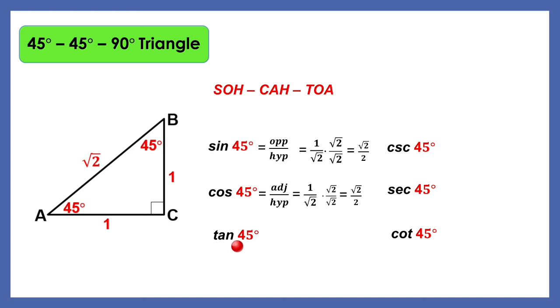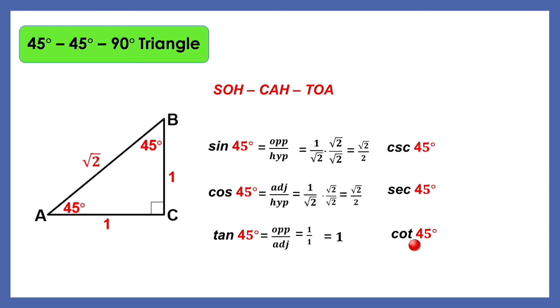Next is tangent 45 degrees. We will use TOA. TOA stands for opposite over adjacent. So, gamitin natin tong angle B as reference angle. Opposite side is 1. Adjacent side is 1. Therefore, our ratio is 1:1 or 1 over 1 equals 1. Pwede din natin itry sa angle A. This is our reference angle. Opposite side measures 1. Adjacent side measures 1. So, 1:1 then or simply 1.